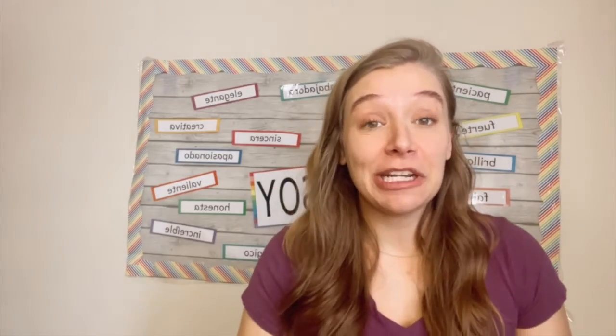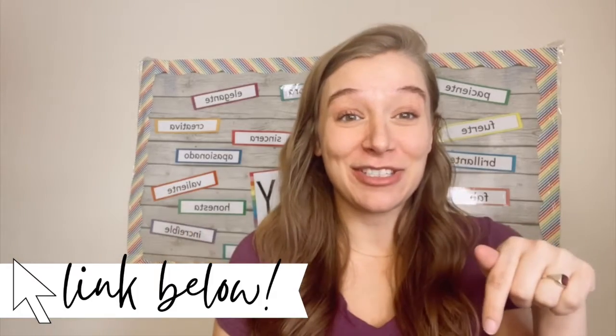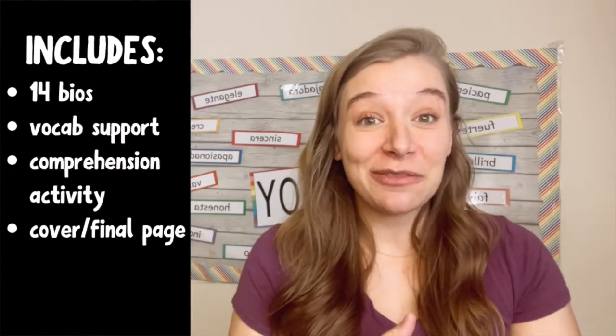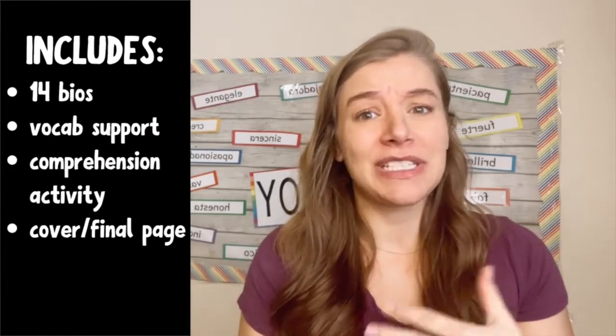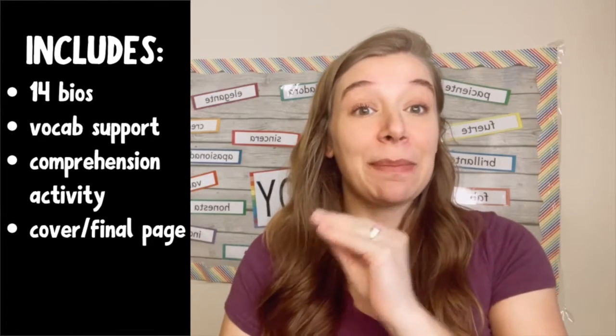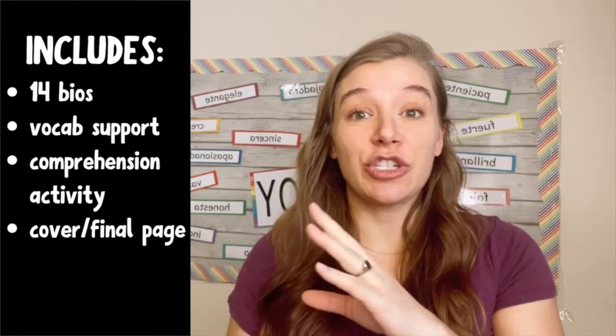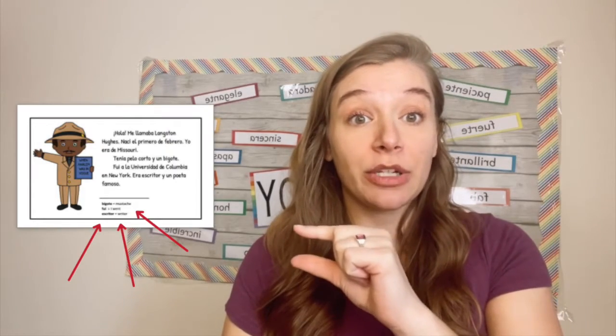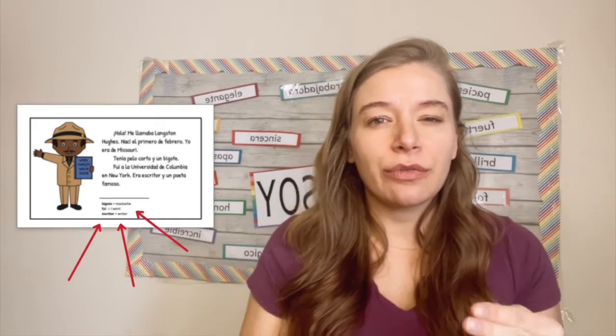Alright, so the first thing you need to know is how to grab the readings. They are linked below in the description of this video. There are 14 readings that are really just short biographies, descriptions of the people's lives, what they did. They are in the past tense. So there's a mix of preterite and imperfect in the readings, and underneath each reading there's vocabulary supports, just in case there are a few words that your students might not be familiar with, because I want them to be successful as they are using them.